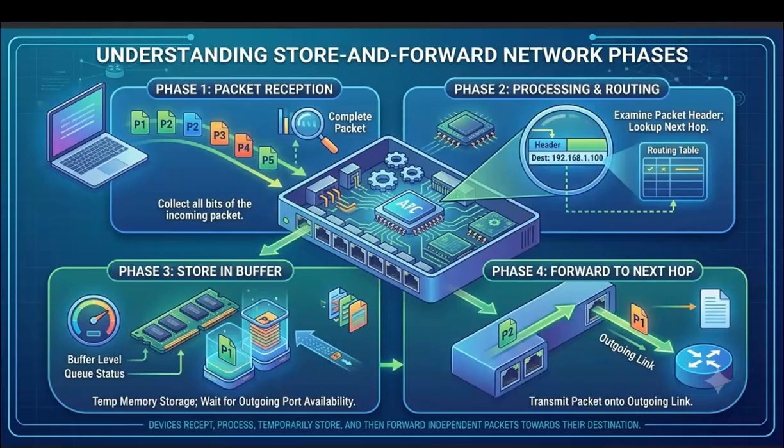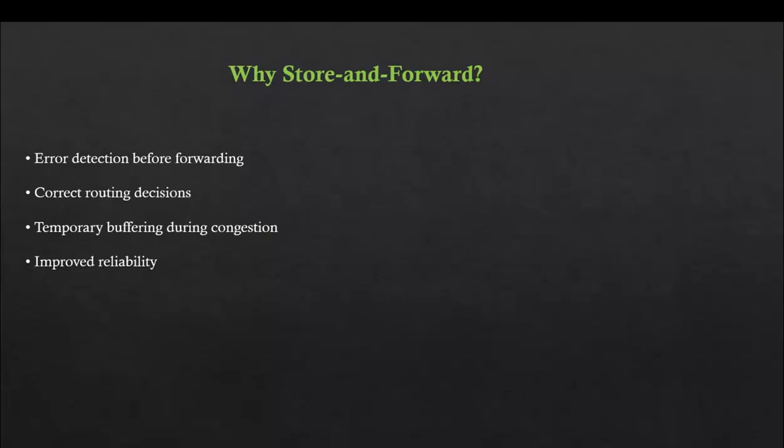To better understand this concept, I have divided this into 4 phases. First, during phase 1, that is packet reception, the router collects all bits and receives a complete packet. Next, in phase 2, process and routing phase, it examines the destination address and checks the packet for errors. Then it moves to phase 3, which is store in buffer, where the packet is stored temporarily in its memory buffer. Finally, in phase 4, the forward to next hop phase, it selects the next hop and transmits the packet onto the outgoing link. So this is the complete picture about the store and forward network.